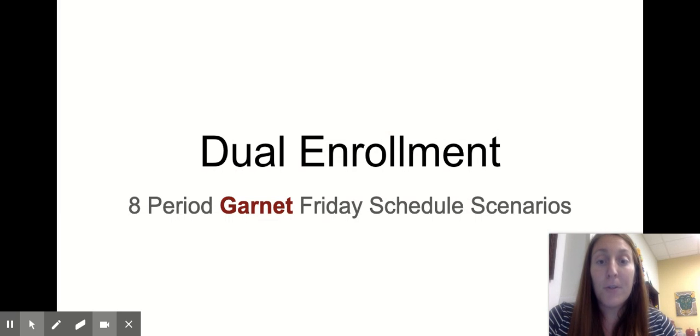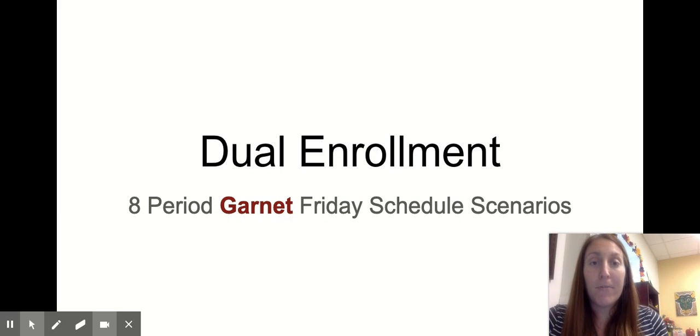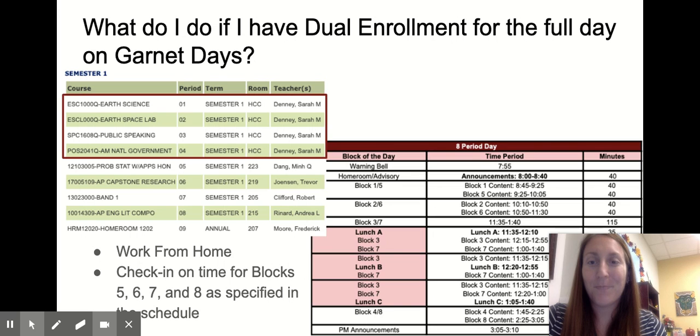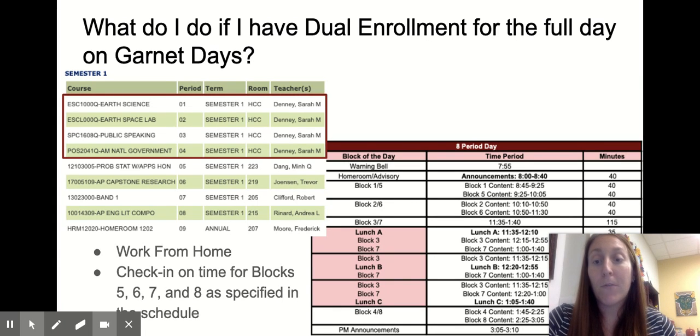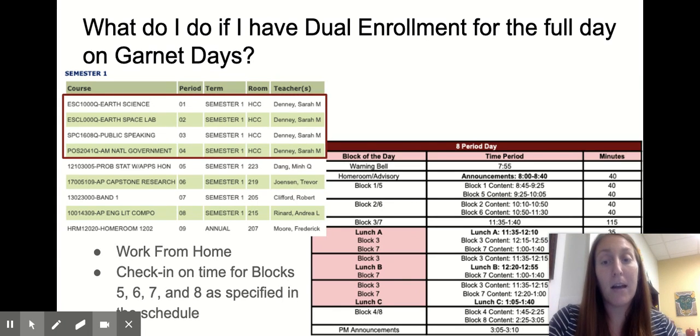There are a few unique dual enrollment Garnet Friday scenarios, so I wanted to walk through those before we start tomorrow. If you have dual enrollment for the full day on Garnet days, you are able to work from home. You should still check in on time for your blocks 5, 6, 7, and 8 periods. However, you don't need to be physically present in the building.